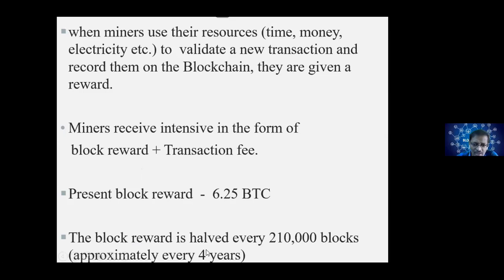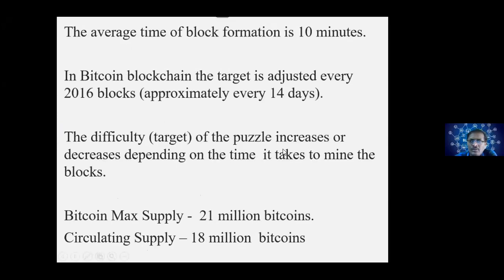The block reward is halved every 4 years. The first halving happened in 2009, next 2012, 2016, and 2020, in last May, around May 11 it happened. So it happens approximately every 4 years or after every 210,000 blocks. Okay. The average time of block formation is 10 minutes. So every new block will be added to the Bitcoin blockchain every 10 minutes.